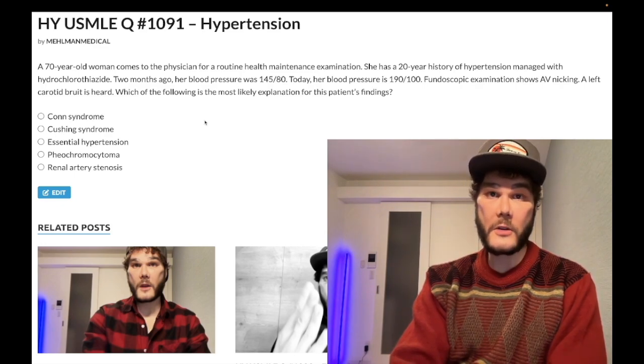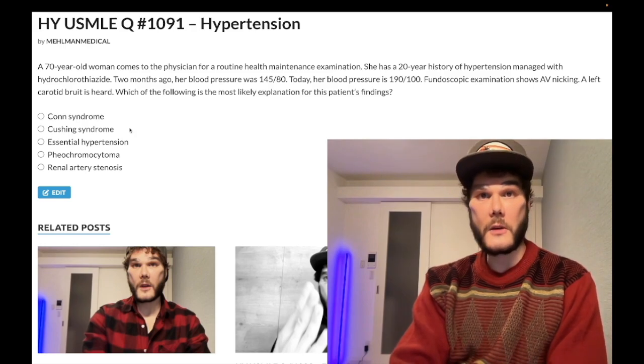Okay, compression fractures are synonymous with osteoporosis on USMLE. So they give you a patient who has purple striae. They'll say there's compression fractures. Students get confused. It's just osteoporosis due to Cushing. Glucocorticoids cause osteoporosis. Wrong answer.